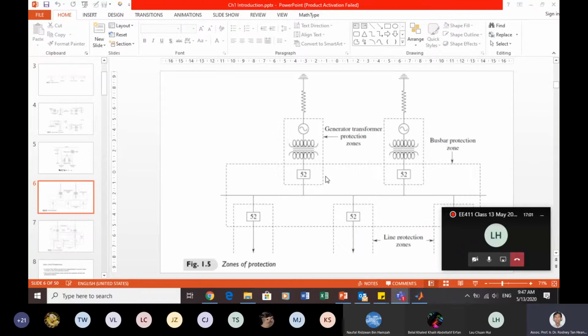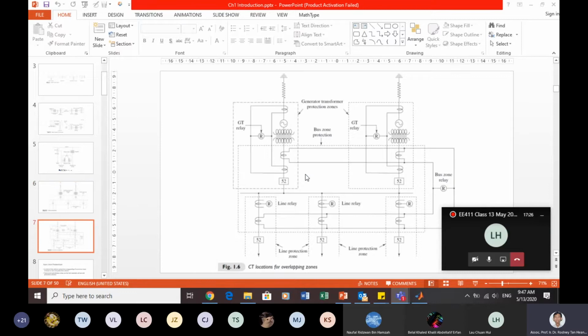And then we will come to protection zones again. There are various types of protection zone. So you will see that your protection is not infinite. You don't protect everywhere from here to the generator. So they have a range. This range is referred to as the protection zone. And then this is to talk about where to put all the CTs. This one we will go into detail.